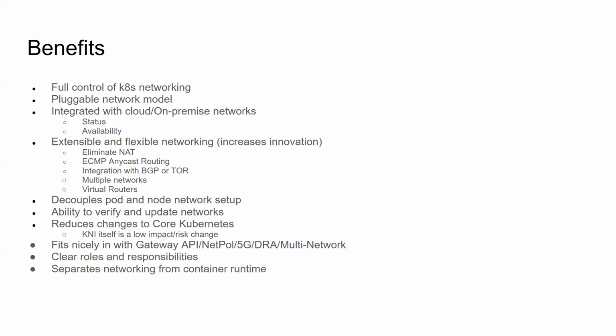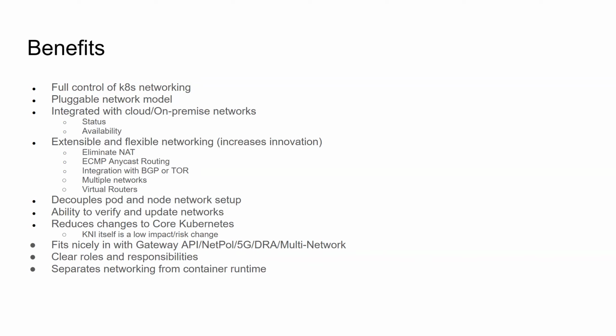And some things that I really think is that it's very extensible and flexible, really increases the innovation in the space, that people have expressed interest in eliminating NAT, especially in the IPv6 theater, doing ECMP anti-cache routing for services, integration with BGP or other routing protocols, or top of rack switch integration. You could do multiple networks, set up virtual routers.